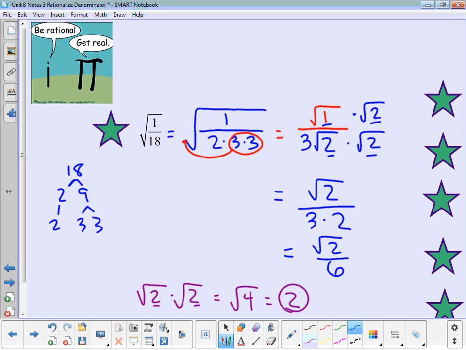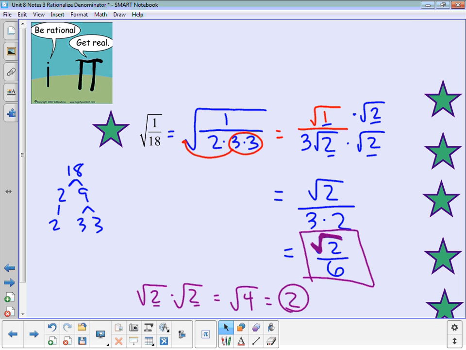Now, some of you may look at that and think, oh, 2 over 6, I can reduce that. Be very careful. One of these numbers is under the radical, and one of them is not. So you actually cannot reduce them, because they have to be in the same position, and in this case, they're not. So this is as simplified as we can get, and that's our simplified radical with a rational denominator.